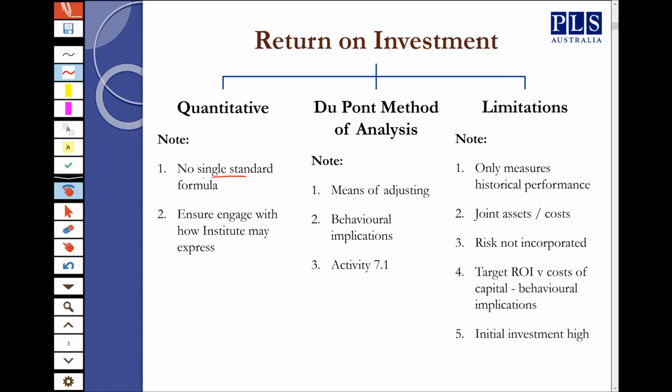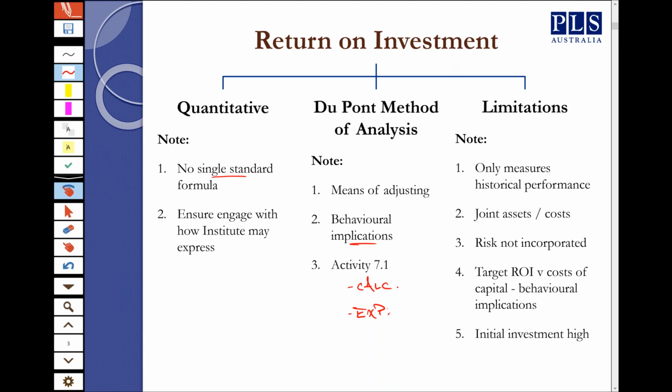They certainly expect that you understand the DuPont method of analysis, which is a means of adjusting your return on investment. But this is where I'm drawing on the behavioral implications. Activity 7.1 has you calculating, but also has you interpreting an explanation of where there are differences in performance, and you've basically got a reference to the DuPont method of analysis.